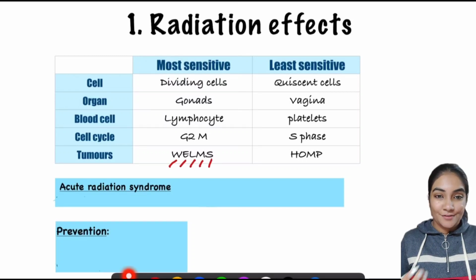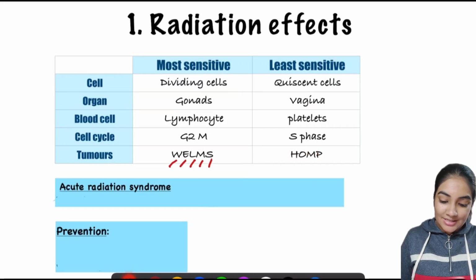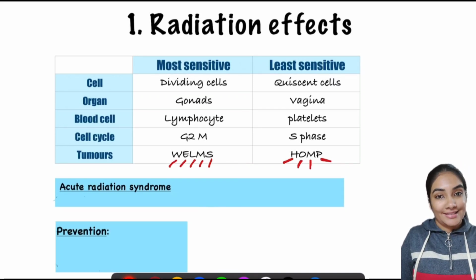And the least sensitive, where radiation or radiotherapy has no role, are the HOMP tumors or ROMP tumors, that is HCC or RCC, osteosarcoma, melanoma and pancreatic cancers.